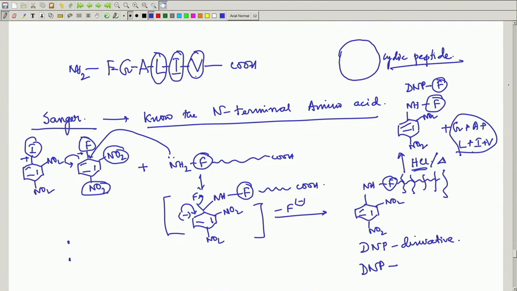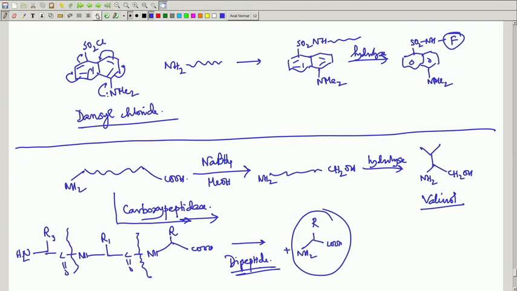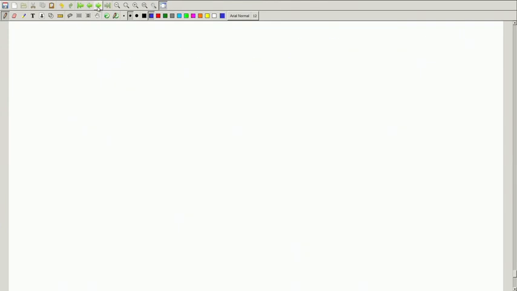Now, let us go to the more challenging problem, that is how to know the entire sequence. Now, we know the N, we know the C, but what about the middle ones? What is the method? Okay.